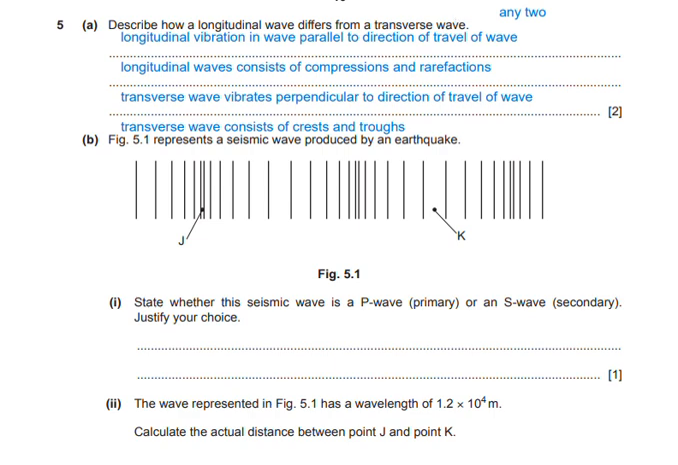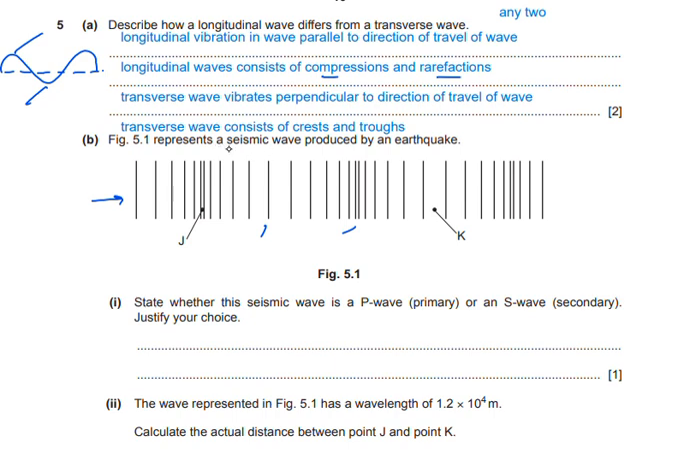Students normally remember that in a longitudinal wave, the particles of the wave vibrate parallel to the direction of travel of the wave. We have compressions and rarefactions in it. In a transverse wave, the particles vibrate perpendicular to the direction of travel of the wave, and we have crests and troughs in it. The transverse wave is like that, with that as the mean point, and the longitudinal wave is something like that. We have compressions and rarefactions here, and here we have crest and trough.